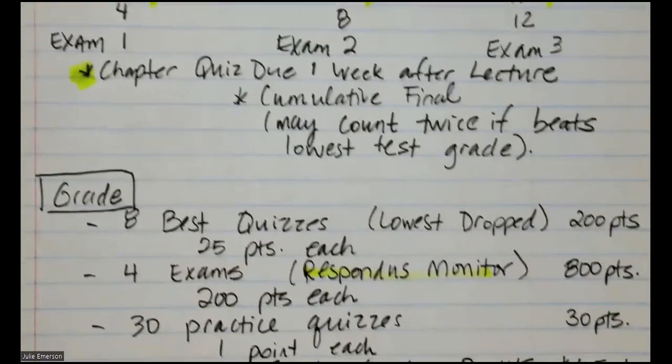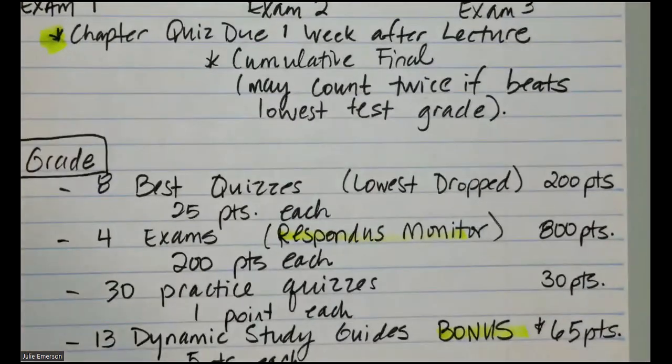So we are going to have a total of 9 of those credit quizzes. I'm going to drop your lowest one. So if you miss one, it will not hurt you. They're 25 points apiece. So that's going to total 200 possible points for just the credit quizzes. Then you have 4 exams. They will be monitored with Respondus. The quizzes will not, but the exams will be monitored with Respondus. And those are 200 points apiece. So that's a total of 800 points.